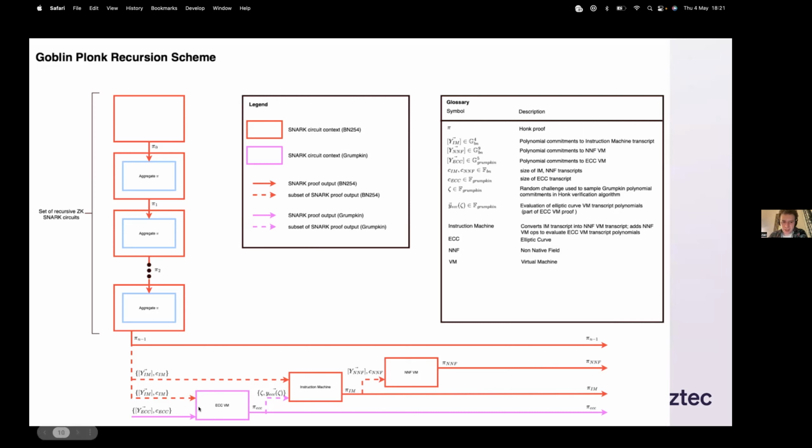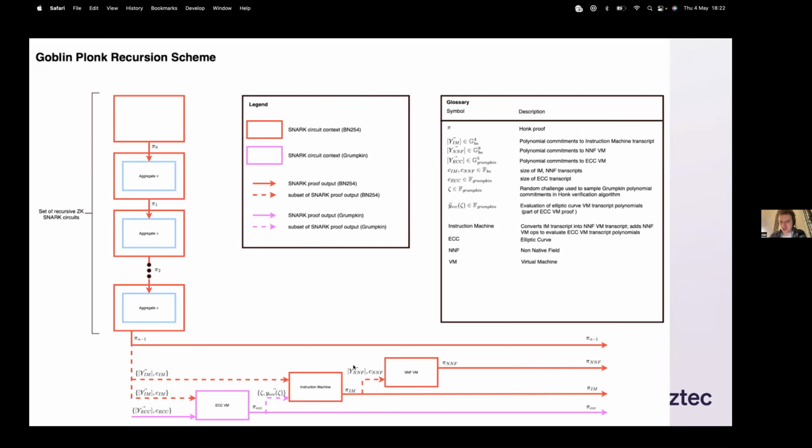And then as part of making that proof, the prover will have to open the transcript polynomials committed over the cycle curve at a random point. We're going to reuse that, and feed that information into the instruction machine along with the original transcript. What the instruction machine is going to do is produce instructions for a non-native field virtual machine, where the instructions are the non-native field operations that need to be performed to evaluate the coefficients of the transcript as if they were coefficients committed over the cycle curve.